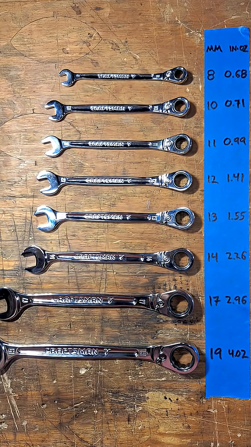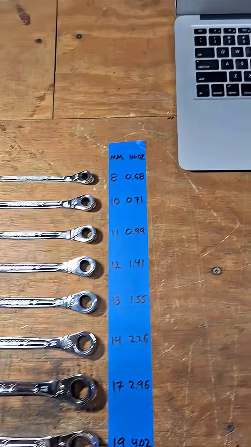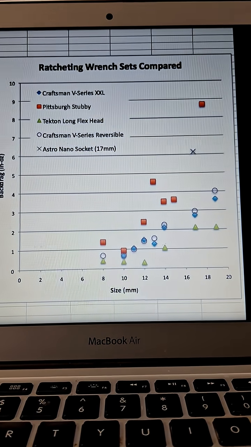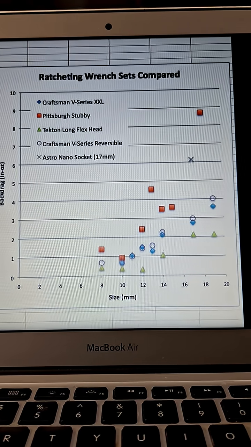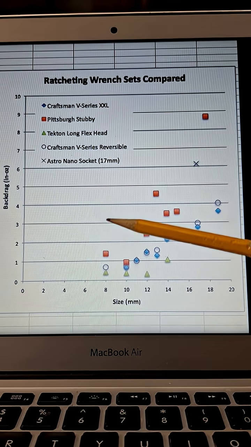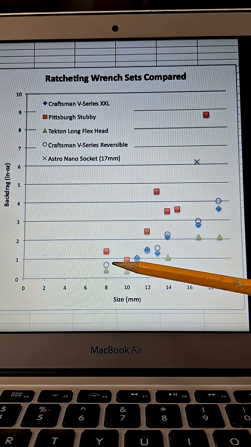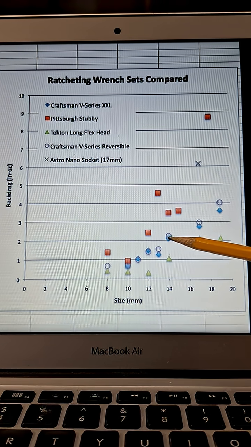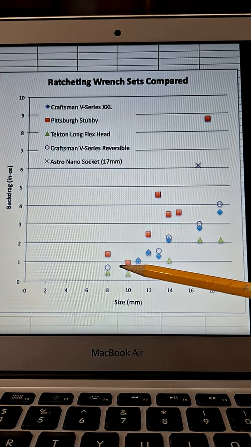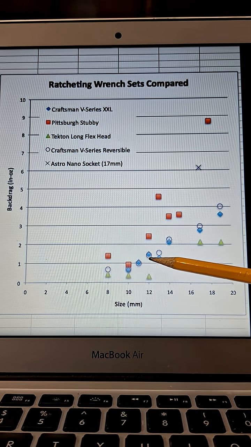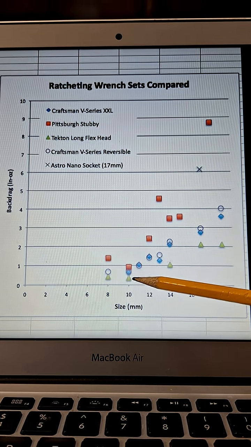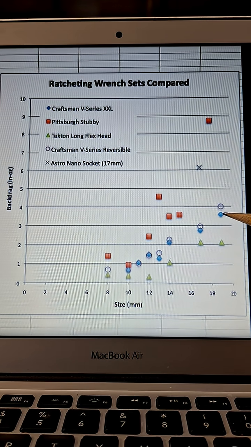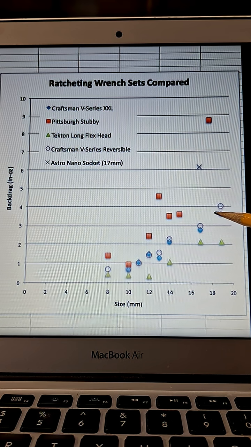And I also compiled the data for these wrenches along with the other wrenches that we measured. So here is the plot of the four wrench sets. And you'll see that these open circles are the Craftsman reversible ratcheting wrenches. And they fall pretty much right into the same pattern as these blue dots, which are the Craftsman V-Series XXL wrenches. So not surprising, the mechanisms are probably the same for these two wrench sets.